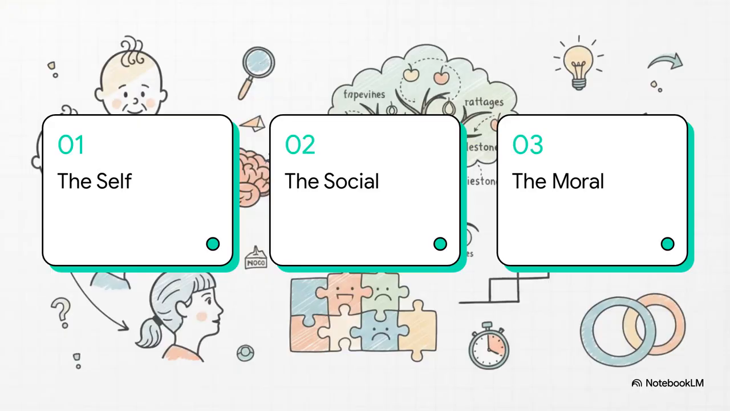To make this complex topic super accessible, we're going to break it down into three core pillars. First, the self, focusing on Erikson's psychosocial stages. Second, the social, diving into attachment theory. And third, the moral, comparing Kohlberg and Gilligan.